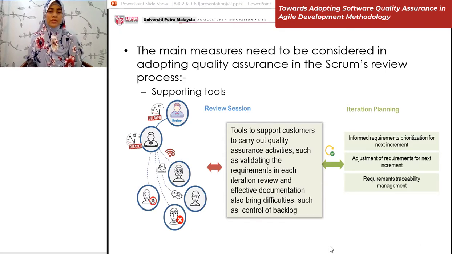is the supporting tools. We have to consider tools to support customers in carrying out quality assurance activities, such as validating the requirements in each iteration review and effective documentation. We also have to think that effective documentation could also bring difficulty, such as difficulty in controlling the backlog. So these are the three main measures that we have to consider to adopt a quality assurance mechanism in the Scrum review process.